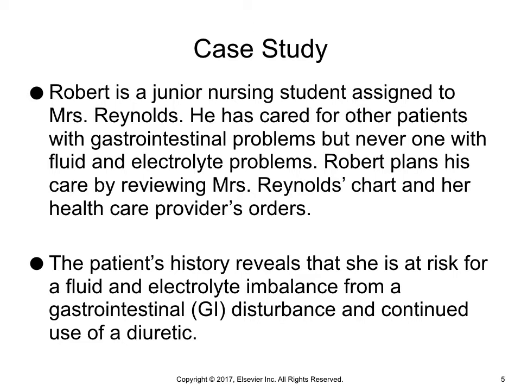Case study: Robert is a junior nursing student assigned to Mrs. Reynolds. He has cared for other patients with gastrointestinal problems but never one with fluid and electrolyte problems. Robert plans his care by reviewing Mrs. Reynolds' chart and her healthcare provider's orders. The patient's history reveals that she is at risk for a fluid and electrolyte imbalance from a gastrointestinal disturbance and continued use of a diuretic.